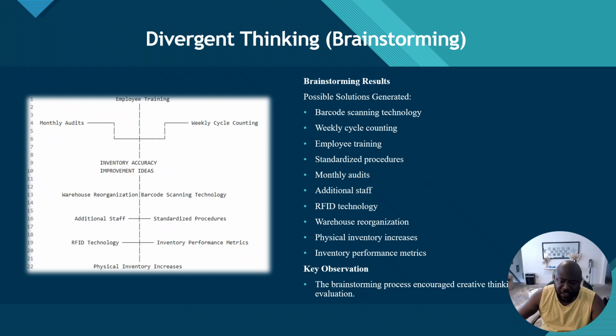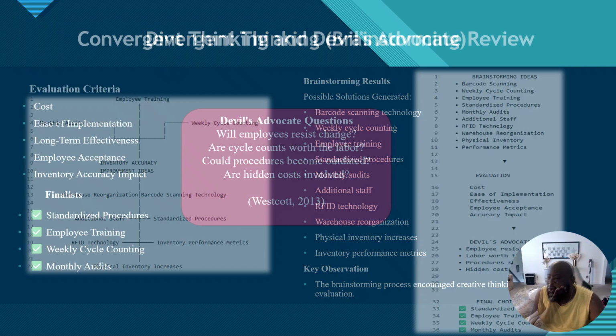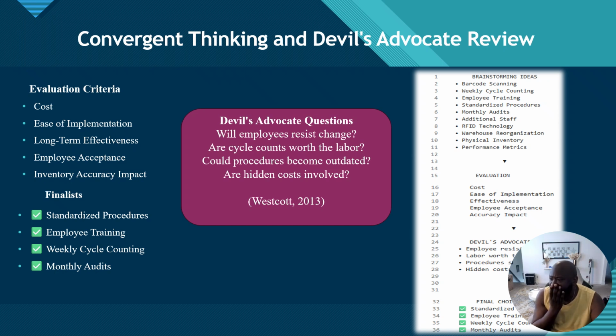Divergent thinking. For this, to generate as many solutions as possible, I used brainstorming. I intentionally avoided judging ideas too early, so I could explore different options. This brainstorming approach really helped me think creatively and identify several possible ways to improve inventory accuracy.